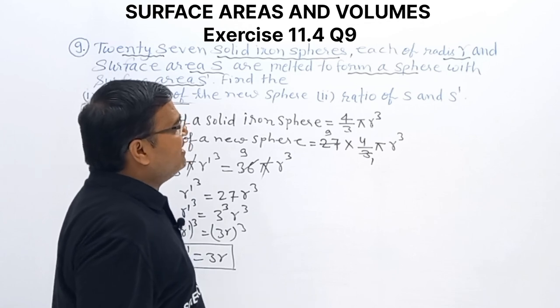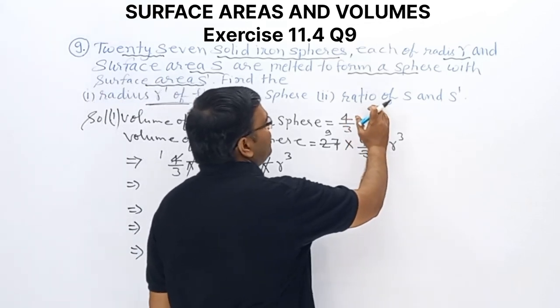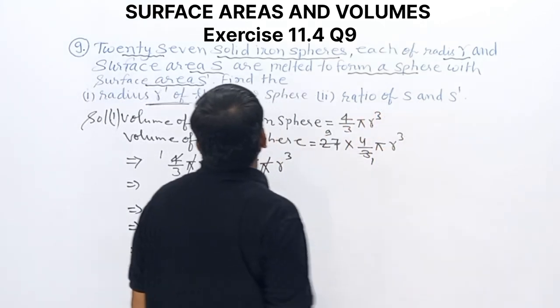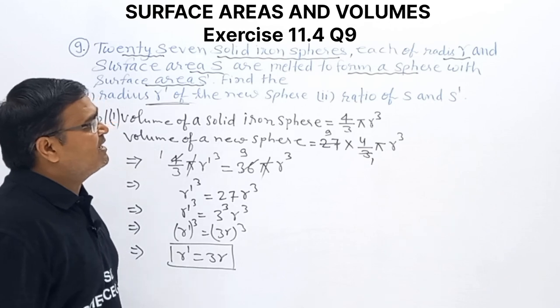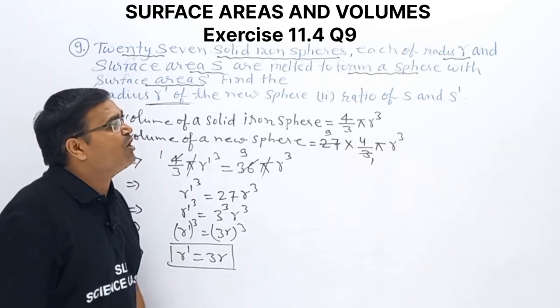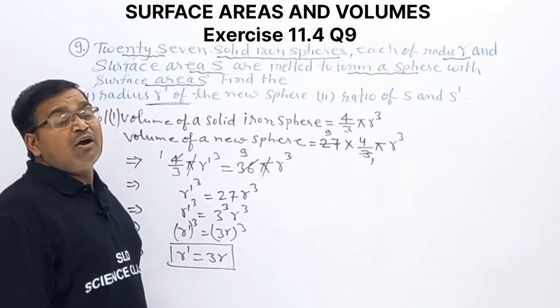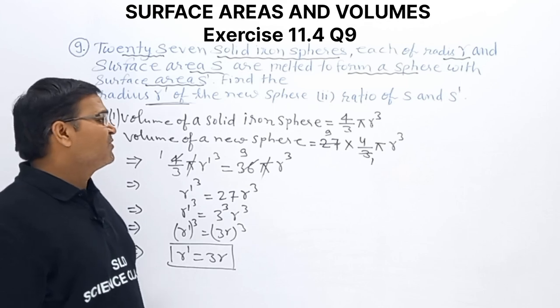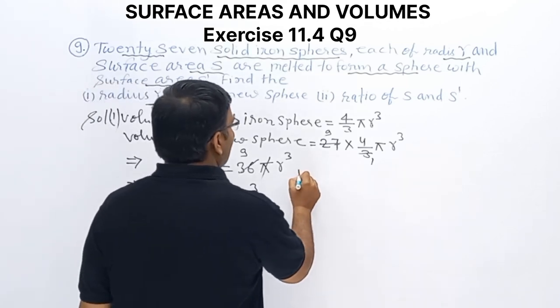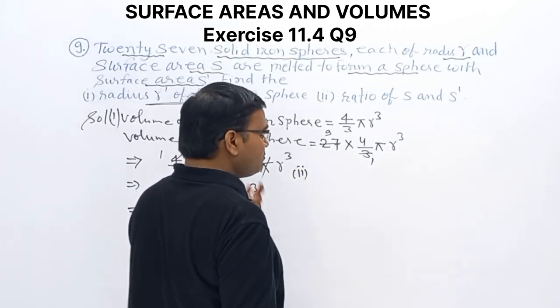The ratio of S and S dash. S is what? The surface area of a solid iron sphere. S dash is what? The surface area of the new sphere. So we should know both things. Now I am solving the second one.